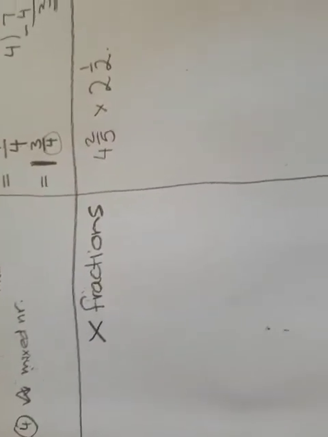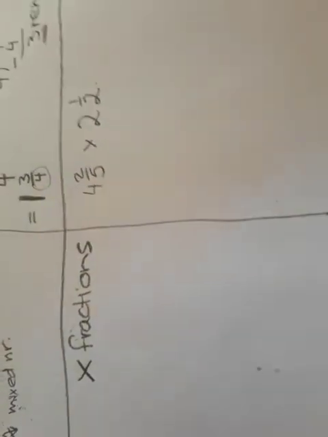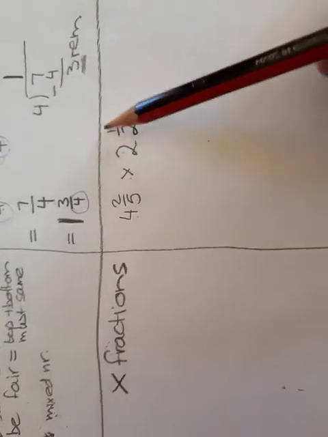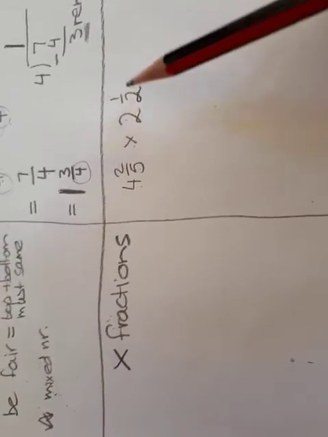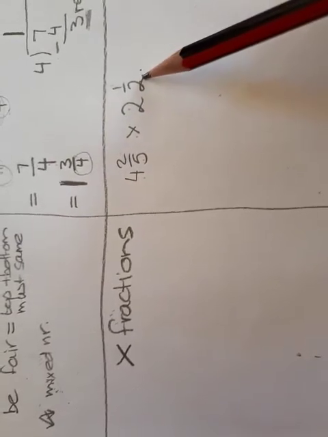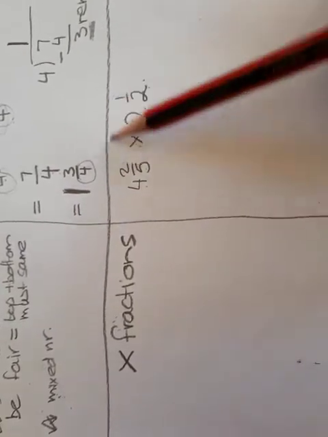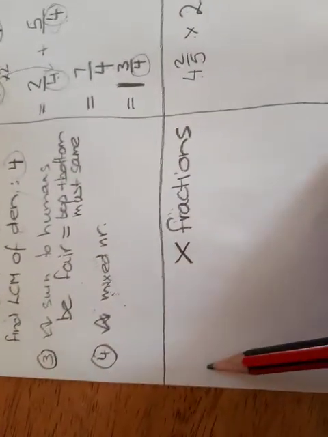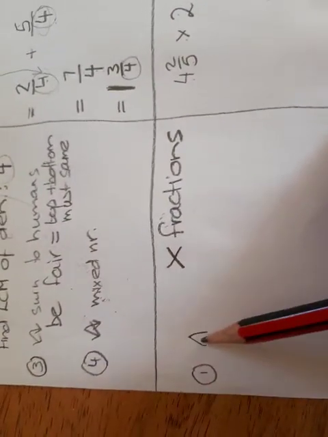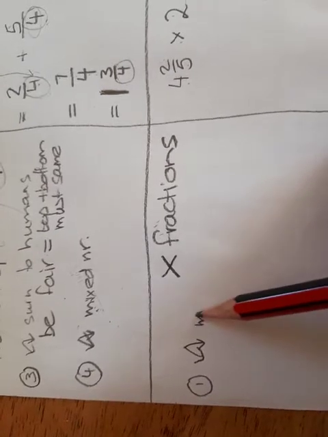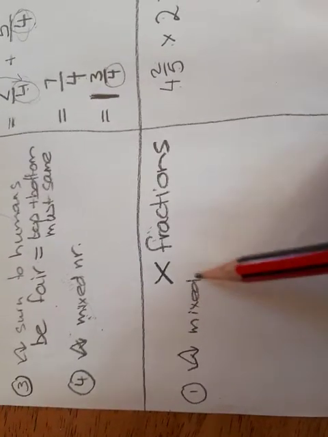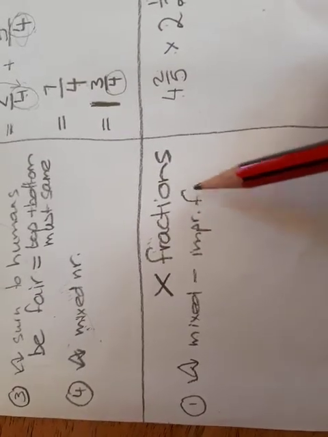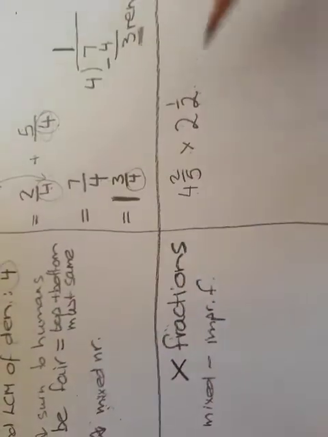Okay, this is the multiplication of fractions, people. The example we have is 4 2/5 times 2 1/4. So step 1 in all fractions, people, we cannot calculate mixed numbers. So step 1 in all fractions is to change the mixed number to improper fractions. Okay? How do we do this?